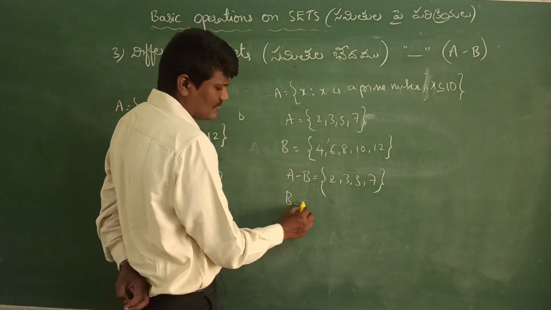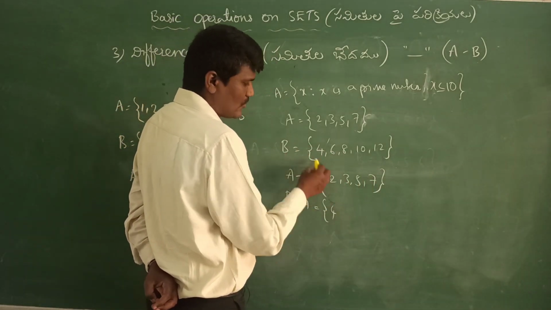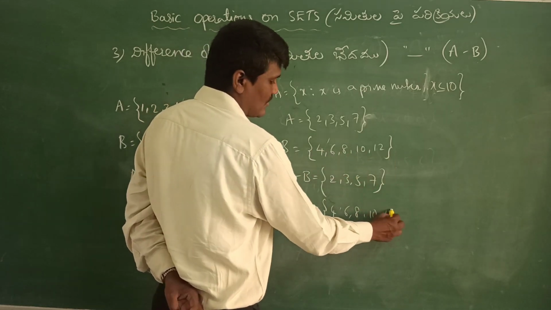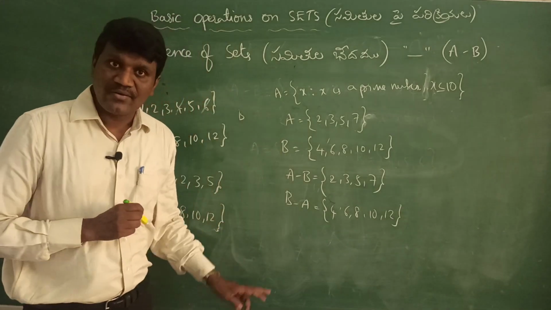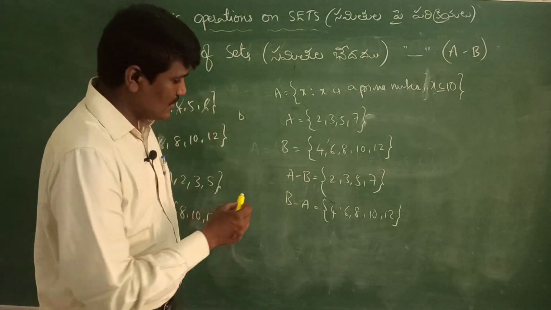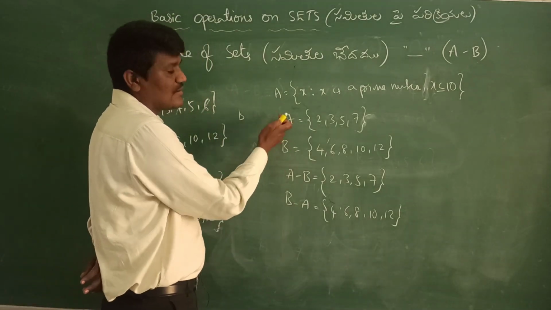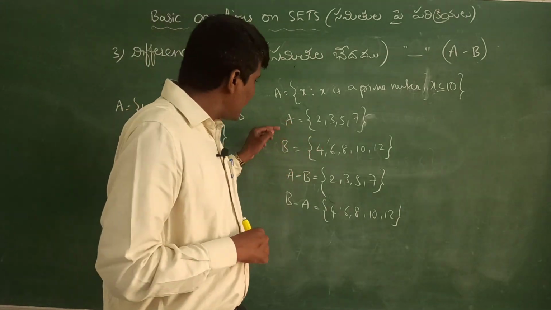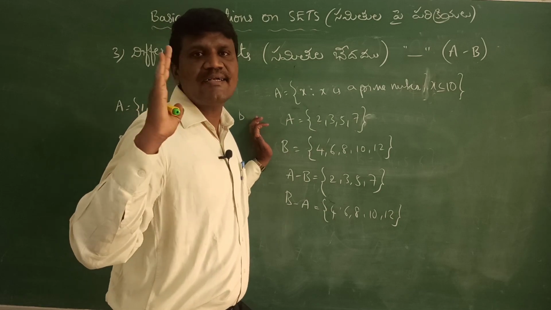B minus A అంటే టోటల్ B రాయాలి, 4 6 8 10 12. So here we can write one note that A and B ఏం సెట్స్ అవి? మనం ఆల్రెడీ టైప్స్ ఆఫ్ సెట్స్ చెప్పుకున్నప్పుడు చెప్పాం. ఏంటది? A and B are two disjoint sets.